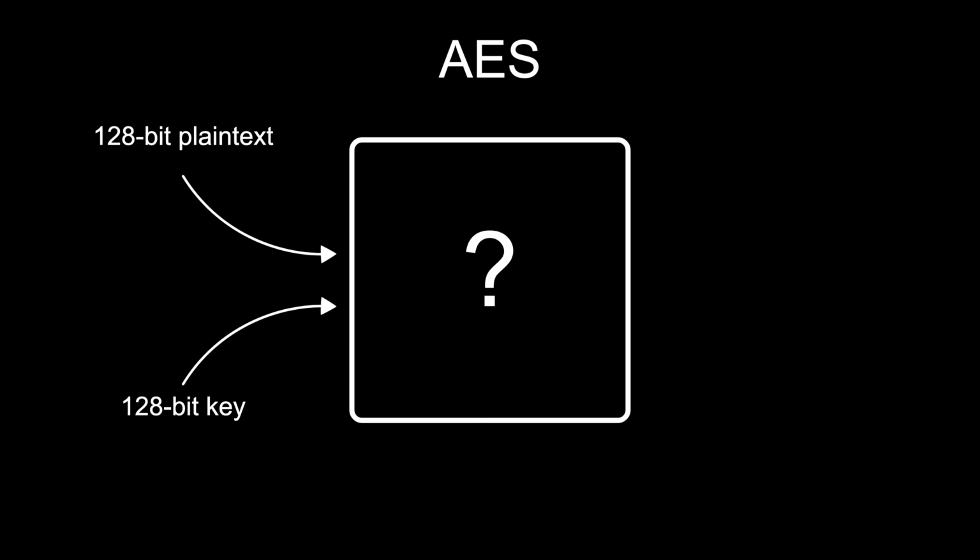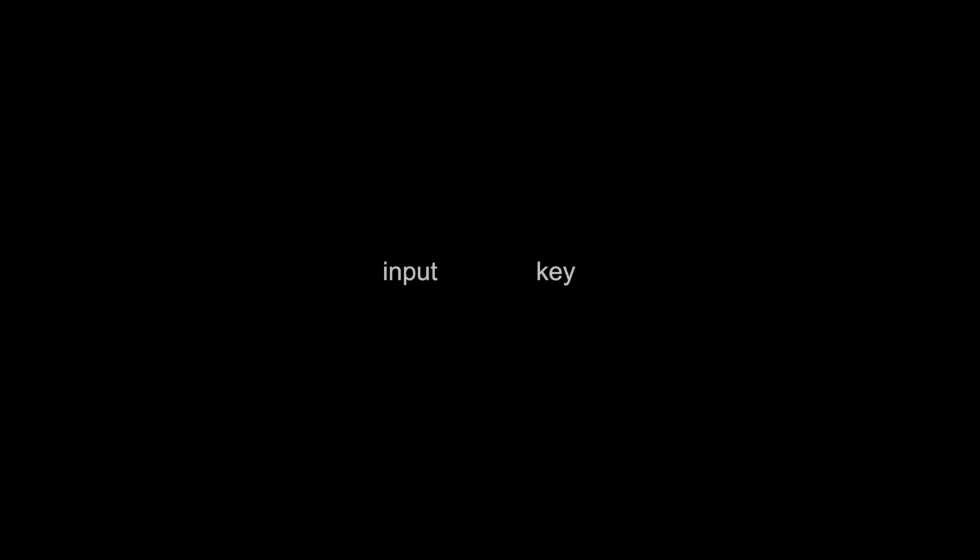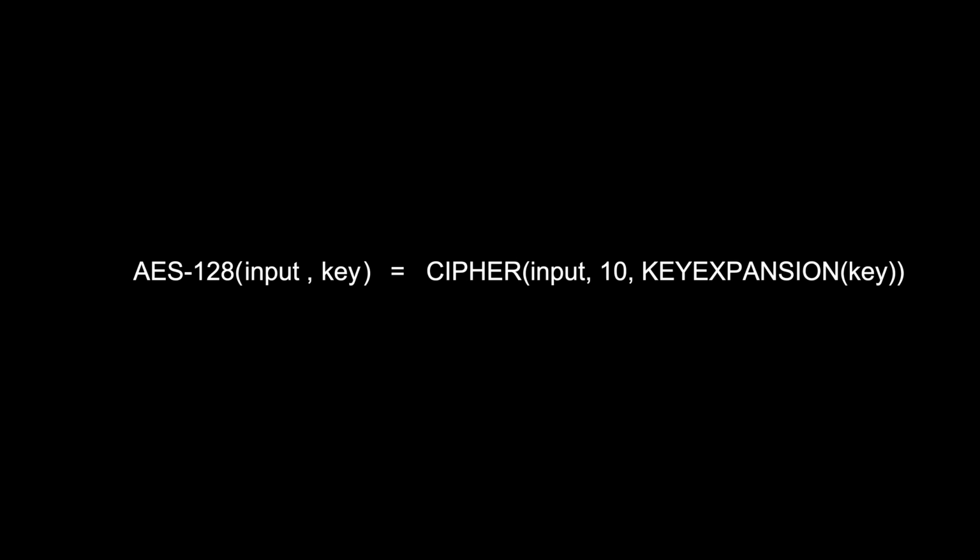So now we know that for each block, AES takes in a 128-bit plain text and a 128-bit key, runs an algorithm, and outputs a 128-bit ciphertext. Now we want to ask, what exactly is that algorithm? The best way to grasp the big picture of AES is to look at its pseudocode presented in its specification. For encryption, the main function is called cipher.